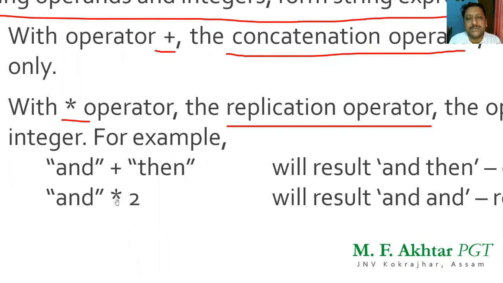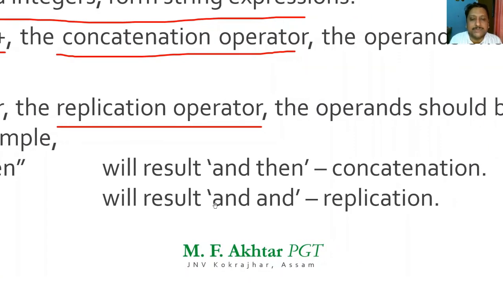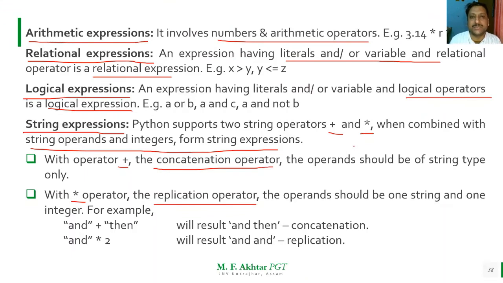If we are using the multiply symbol, then what will happen? It will multiply, meaning this word will be presented two times. See the result here. Two times, as given in the expression. This is known as replication. The multiplication or asterisk symbol is for replication, and the plus operator is used for concatenation in string expressions. Okay.